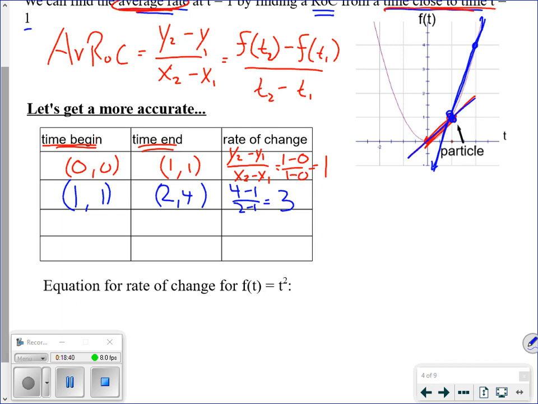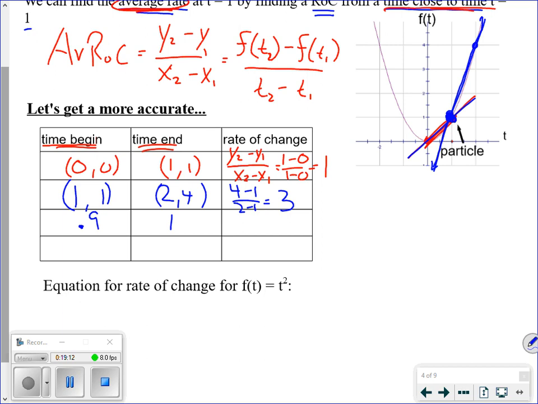So the idea is that this instantaneous rate of change is somewhere in between that. And you can probably already tell that it's going to be exactly in between. That's not always the case, but we're going to use smaller intervals to guess that. Instead of doing 0 to 1 or 1 to 2, if I'm trying to find the instantaneous rate of change at 1, how about I choose a really close starting time to 1? How about 0.9? And I'm going to end at 1.